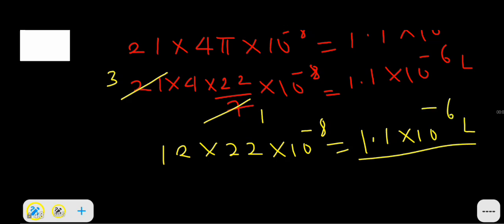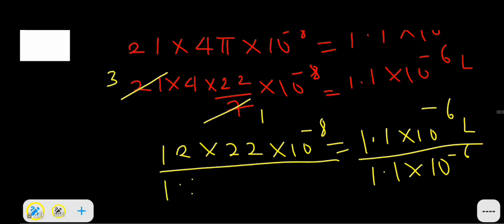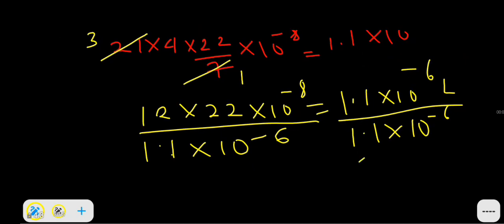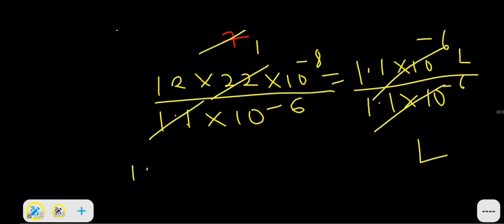So I'm going to divide both sides now by this one because it's L I'm looking for. So if you do that, this one will cancel out. You're going to have ordinary L here. Okay, now 1.1 divided by 22, you're going to get 20. If you do that, you get 20. So you have 12 times 20 times 10 to the power minus 8.